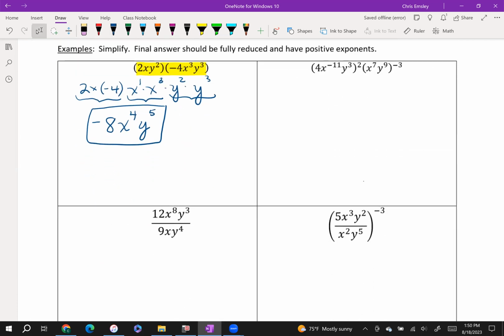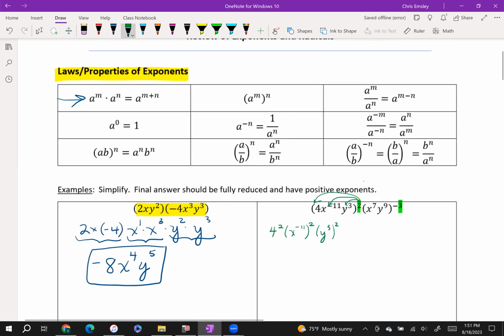Let's do some more. Now look how this one differs from our first example. We have two sets of parentheses again, but now we have those exponents out there. We can't just ignore those and start going crazy, okay? We need to apply those exponents to everything inside the parentheses. So what we've got going on here is 4 squared, x to the negative 11th squared, y cubed squared. Basically, I applied that exponent to every factor inside the parentheses. And which rule is that? That's this rule right here, this property.